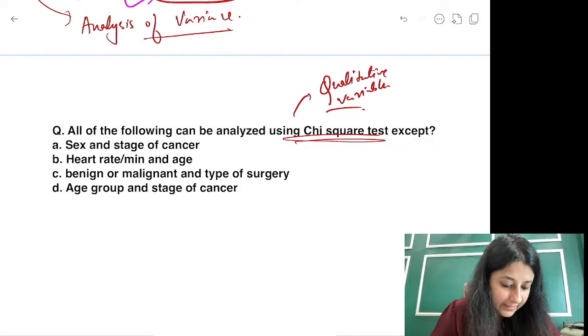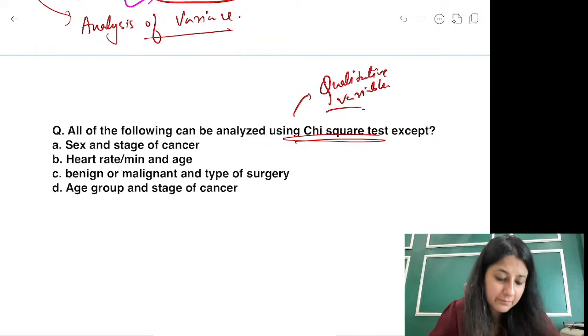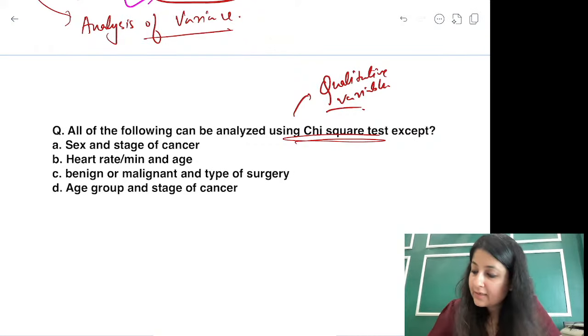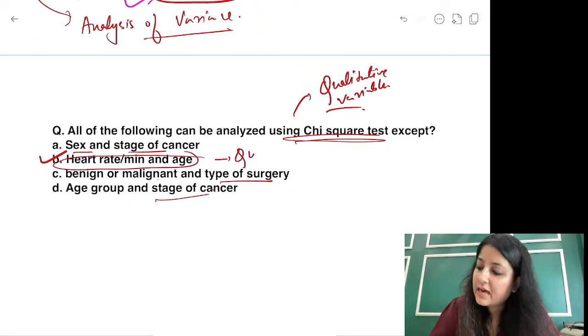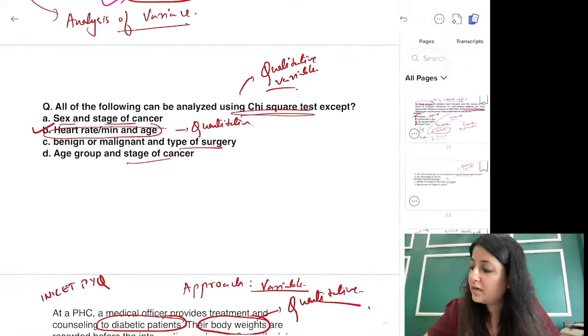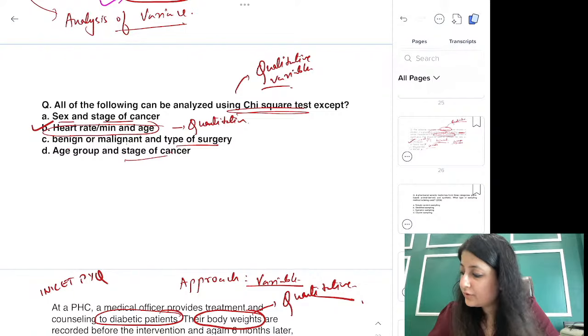Chi-square non-parametric है सीरत हमेशा. Wilcoxon sign rank is for one group. Wilcoxon rank sum is for two groups. Lokendra. ठीक है, वेरी गुड. अब इसमें देखो sex and stage of cancer. Stage of cancer is qualitative. Benign or malignant type of surgery, qualitative. Stage of cancer, qualitative. Heart rate per minute and age are completely quantitative variables. So you won't be able to do a chi-square test. Clear? Okay.